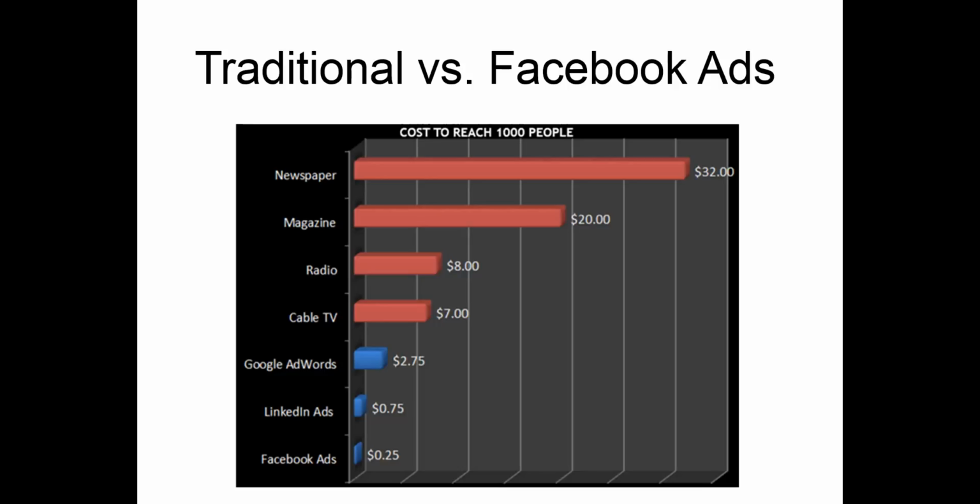$32 to reach 1,000 people in newspaper. Magazines, $20 to reach 1,000, and that's even if you're capturing their attention. These probably aren't people in general that are paying a lot of attention to your advertisements, but radio's $8 per 1,000, or cable TV $7 per 1,000.